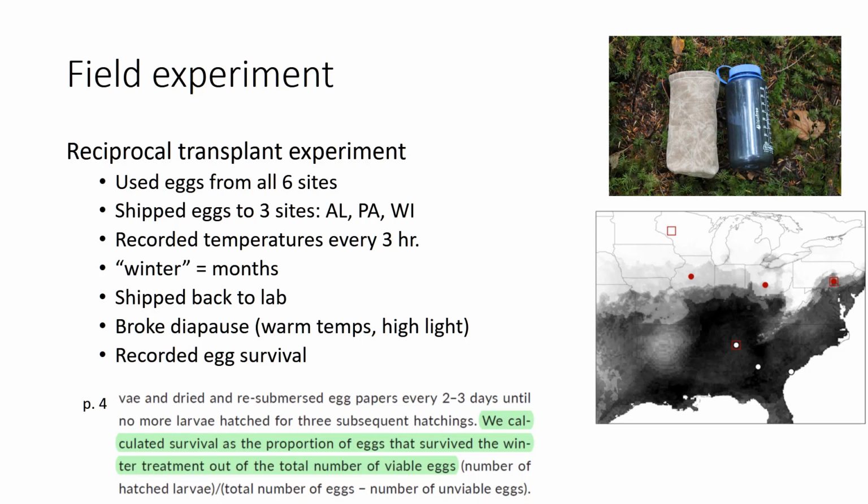So they let them sit out in the winter for 2 months, and then they ship them back to the lab where they expose them to hatching conditions in environmental chambers, and those hatching conditions are designed to break diapause. In other words, they're very warm temperatures, they're very high light, they sort of simulate springtime conditions, which should make the mosquitoes hatch if they're still viable. And then they recorded egg survival rate, based on the proportion of eggs that survived the winter treatment out of the total number of viable eggs. So were they viable to start with, and how many actually hatched.